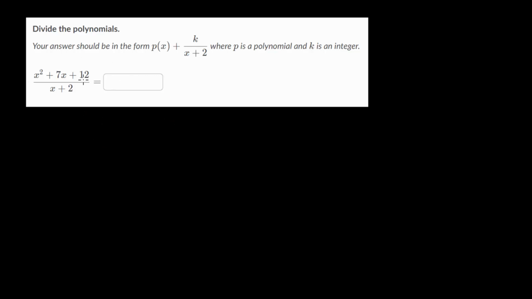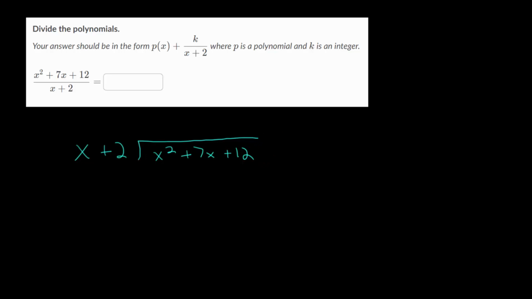And let's rewrite our expression using our division box. So we'll have x plus 2, our divisor, the number we're dividing by, that goes on the outside. And on the inside, we'll put our quadratic, this x squared plus 7x plus 12. And since we have the quadratic, linear, and constant term, we're not missing anything, so we don't have to put 0 of anything. We don't need a placeholder in this case.